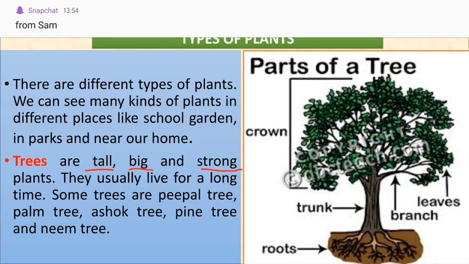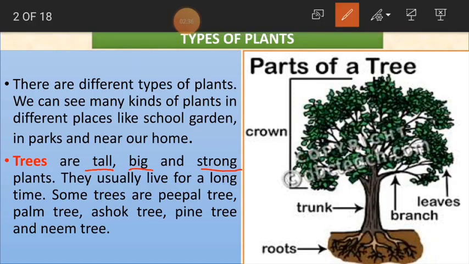They usually live for a long time, for years together: 10 years, 20 years, 50 years, 100 years. For example, some trees are the peepal tree, palm tree, ashok tree, pine tree and neem tree. You might have seen a neem tree, children. At the most, everyone will have a neem tree in our streets or near our houses.